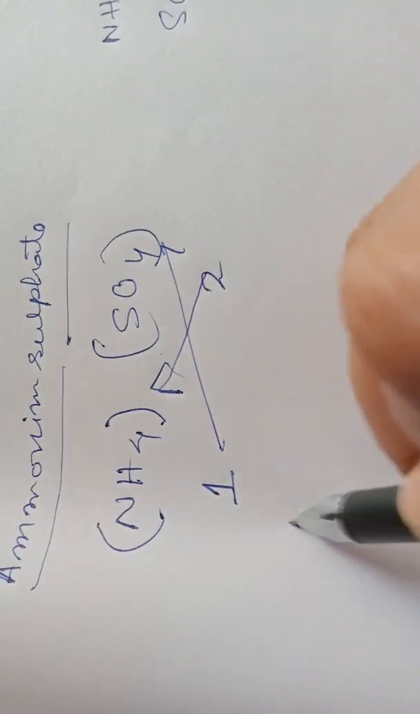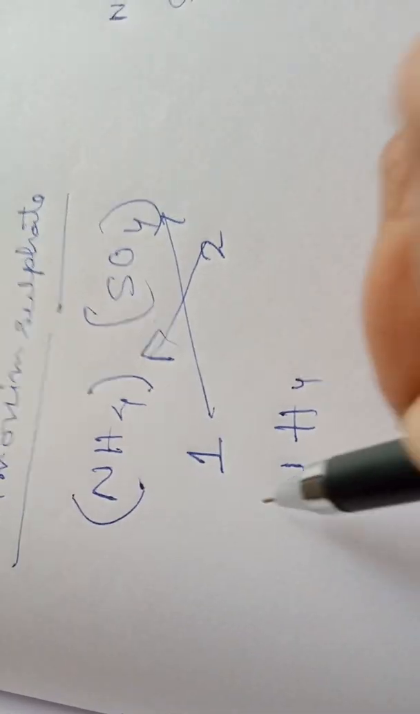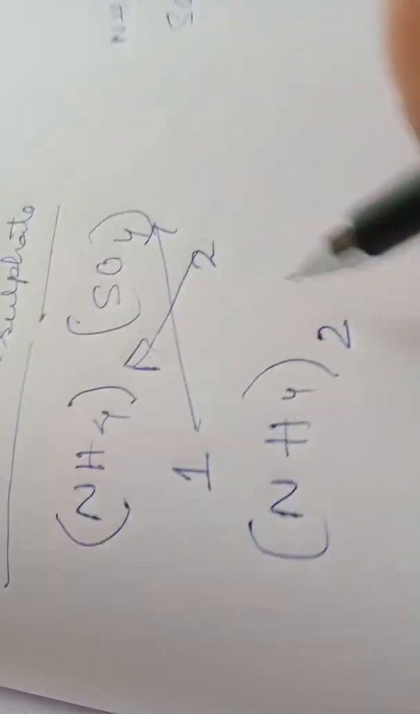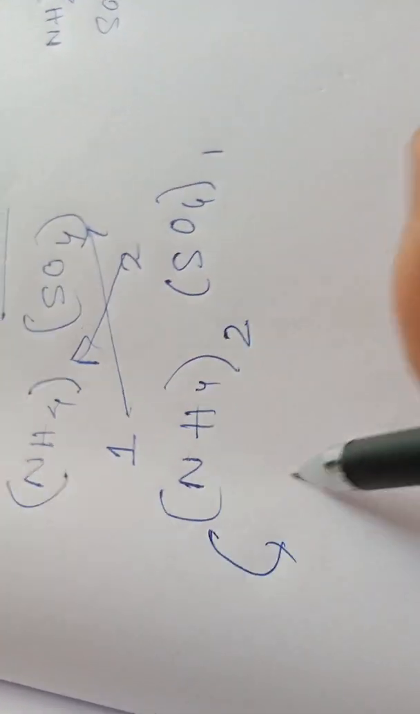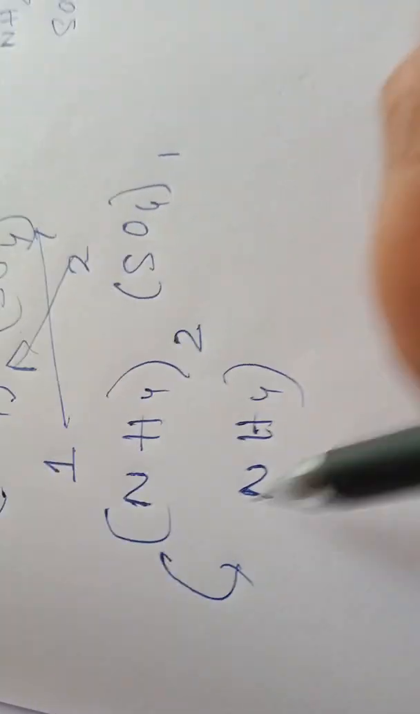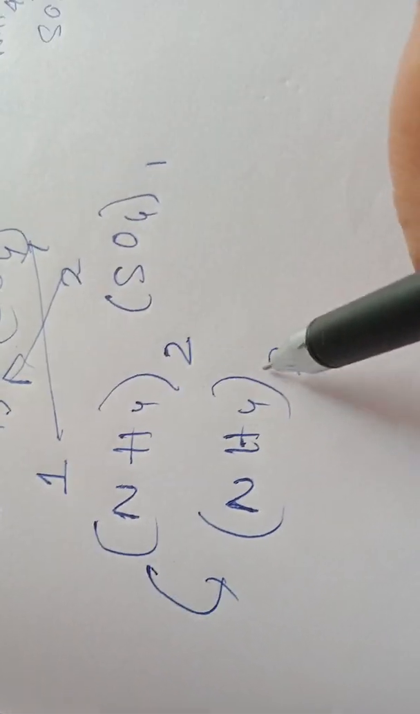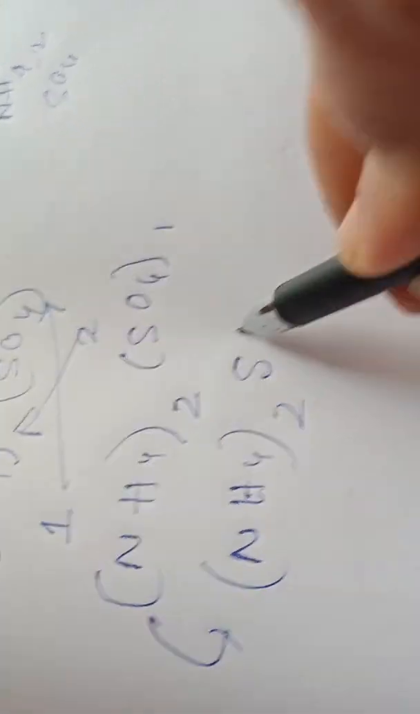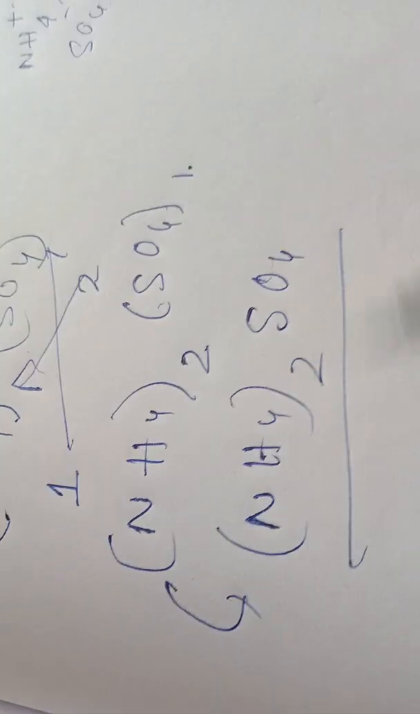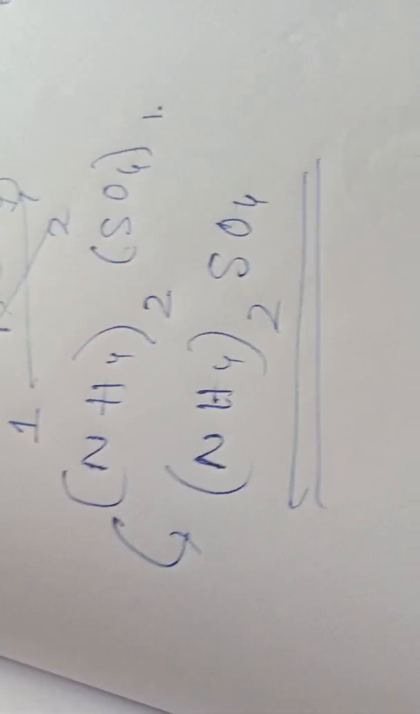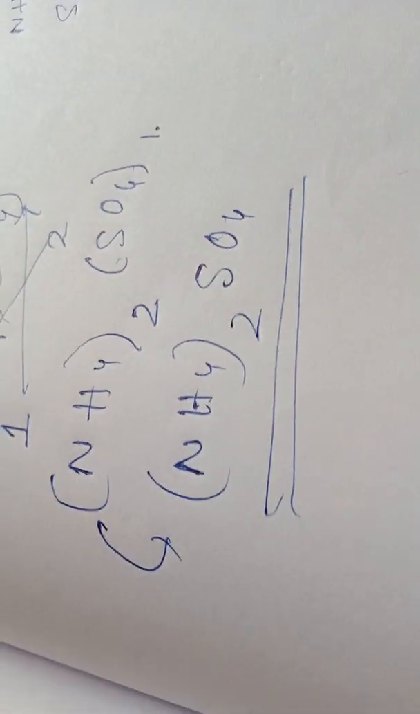After crossing over, what you will get? (NH4)2(SO4)1. So this is the formula. Now in the next step, the NH4 bracket 2 you cannot remove because it is 2. But around the SO4, the bracket you can remove because it is 1. So this is the formula of ammonium sulfate. So in this way we can write down the molecular formula by the crossover system.